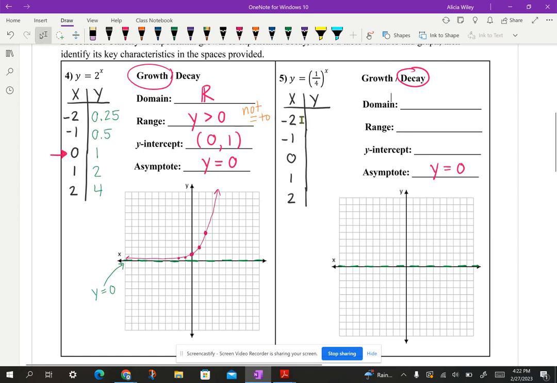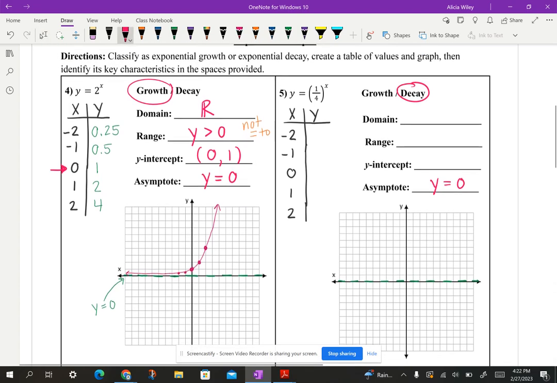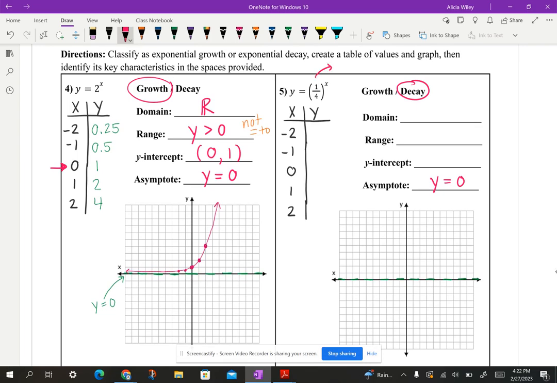Okay. Again, I'm using the Fab 5 for my table. So take a moment and plug these values in. Remember that in the calculator, 1/4 is 0.25, so you could rewrite your function with 0.25 if you wanted to. It really doesn't matter. So pause the video and go ahead and fill in your table of values. And then also graph them.